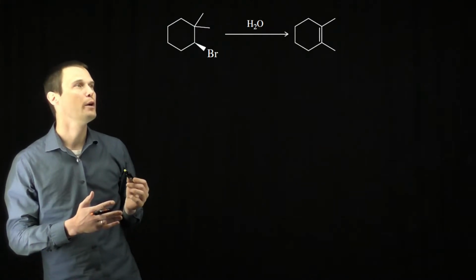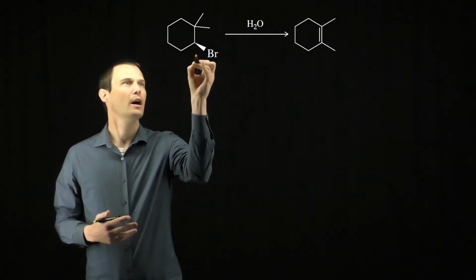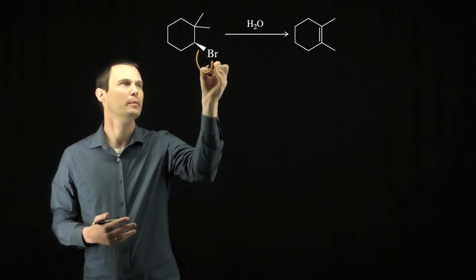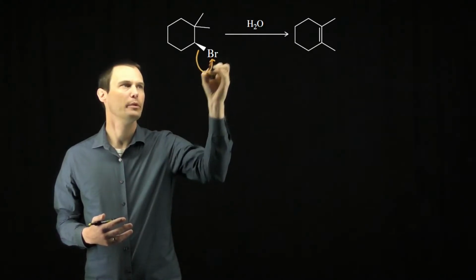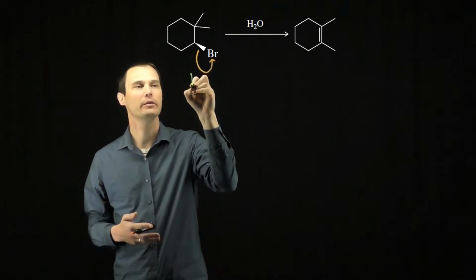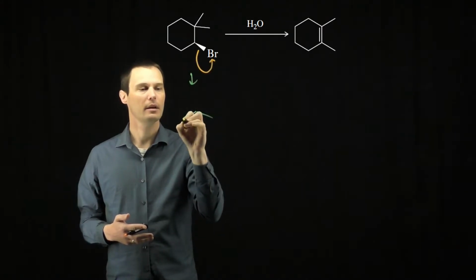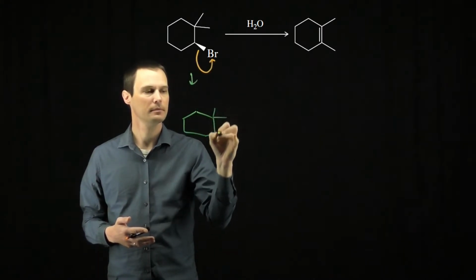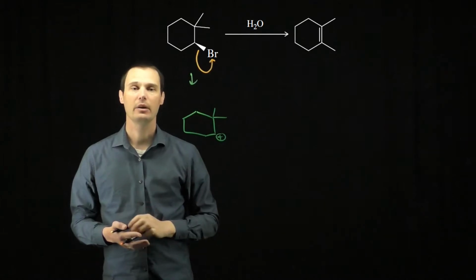This is an E1 reaction, so our first step will be the loss of the leaving group. So we'll break the carbon-bromine bond, give those electrons to bromine to leave as the bromide leaving group. That will form a carbocation intermediate. This is a secondary carbocation.